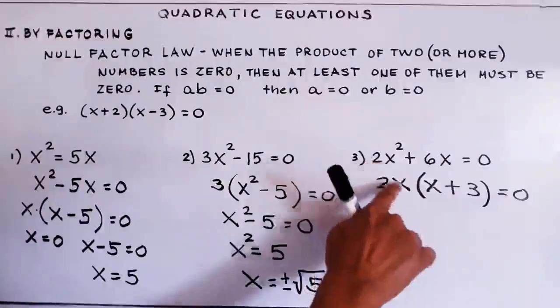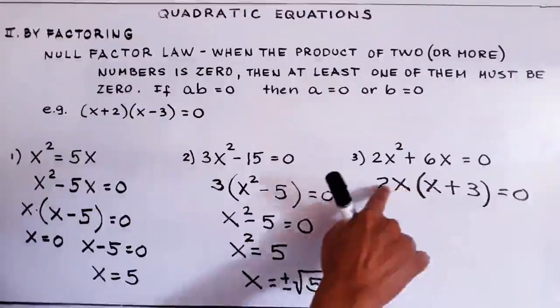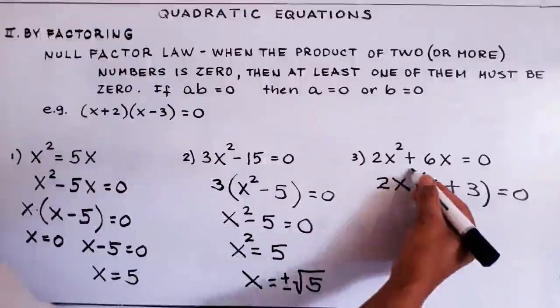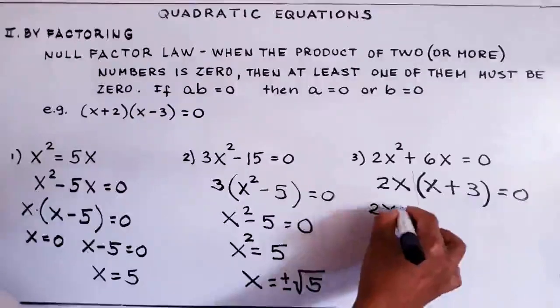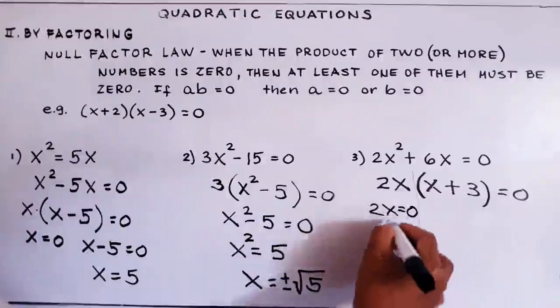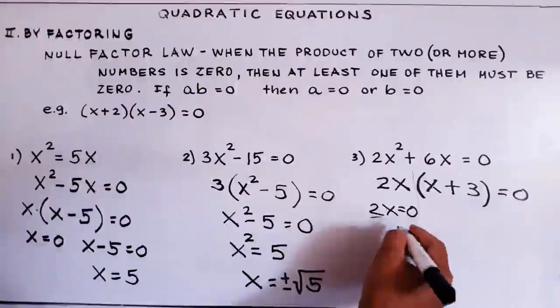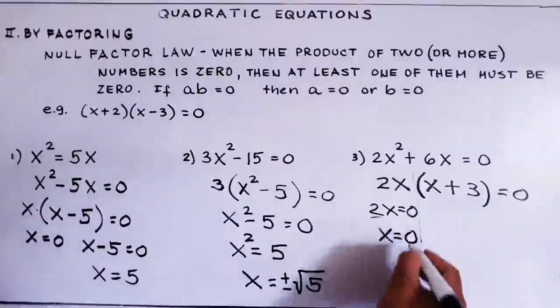2 times 1 is 2. X times x is x squared. Positive, positive. 2x times 3 is 6x. Then we have 2x is equal to 0, divided by 2, divided by 2. 0 divided by 2 is 0. X is equal to 0 here.